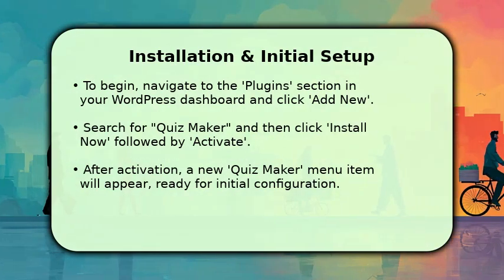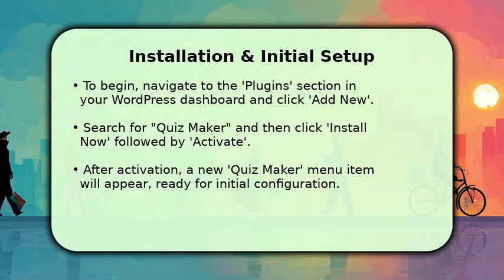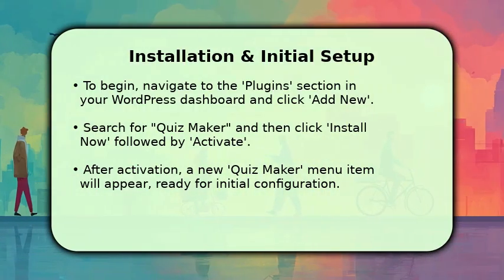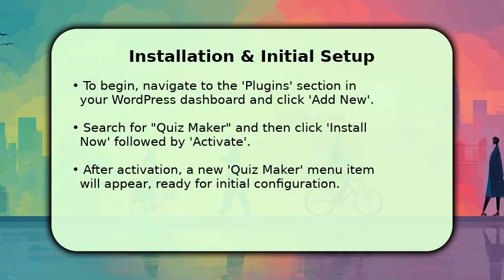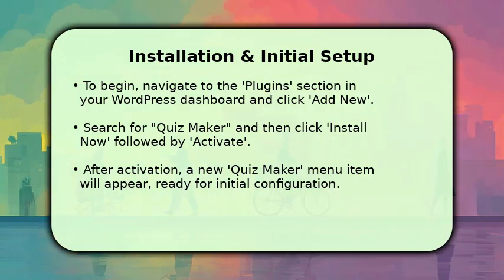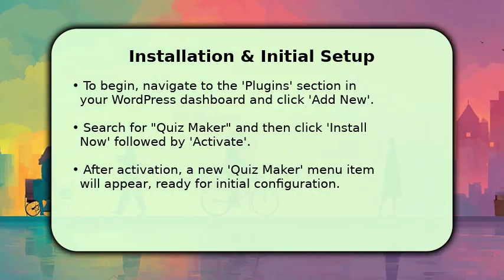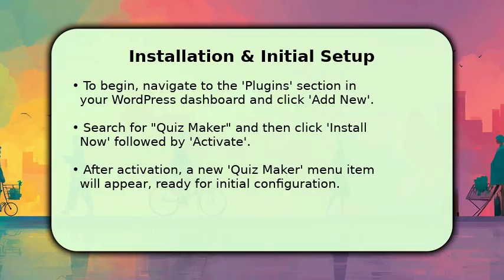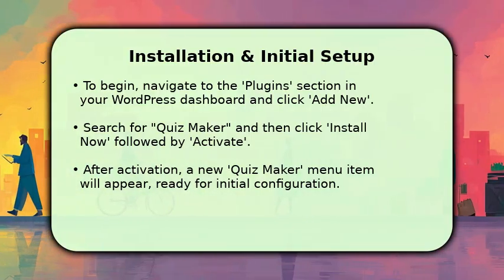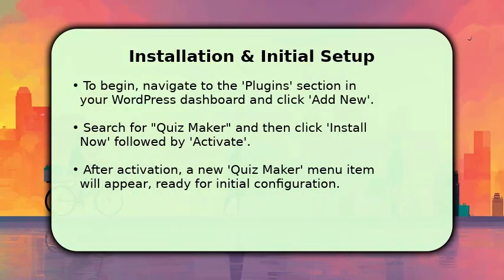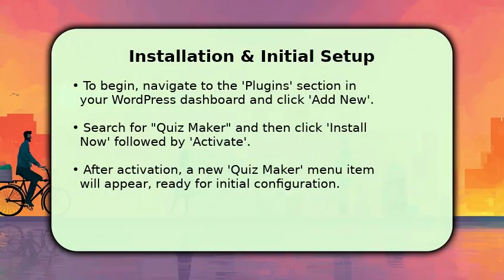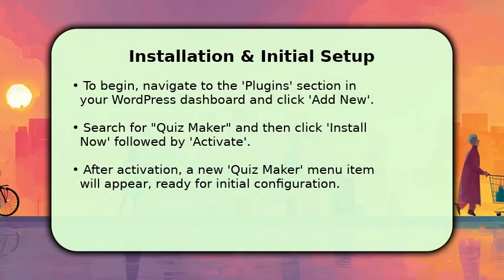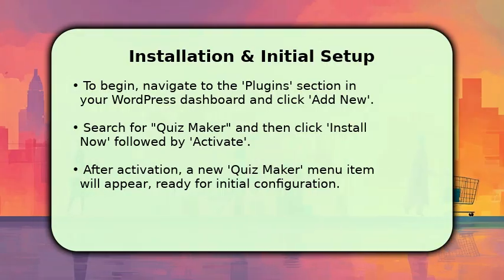Getting started with the Quiz Maker plugin is incredibly simple. From your WordPress dashboard, head over to the Plugins menu and select Add New. Use the search bar to find Quiz Maker, then click Install Now and Activate. In just a few moments, the plugin will be ready to use, and you'll see a new dedicated menu item on your sidebar, marking the beginning of your quiz-making journey.